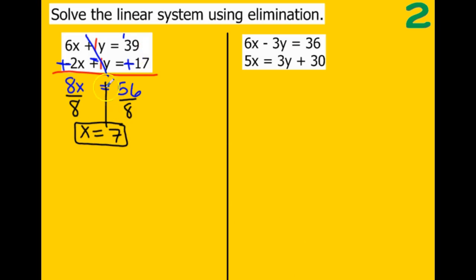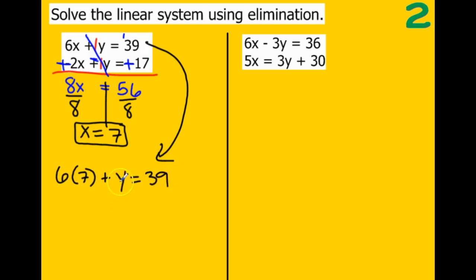And then we need to pick one of our two equations. I'm just going to pick the first one because we didn't do anything to that equation. It says 6x, and x is 7, plus y equals 39. You could put a 1 with the y, but you really don't need it because we know y is really just 1y. Well, 6 times 7 is 42.